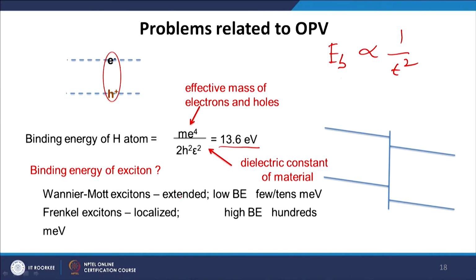So, the binding energy of an exciton, we can calculate that. There can be two different kinds of excitons. One is the Wannier-Mott excitons, which are extended or delocalized, and have a low binding energy, usually a few tens of milli electron volt, and the other is the Frenkel excitons, which are localized excitons, which have a high binding energy, usually in the hundreds of meV.